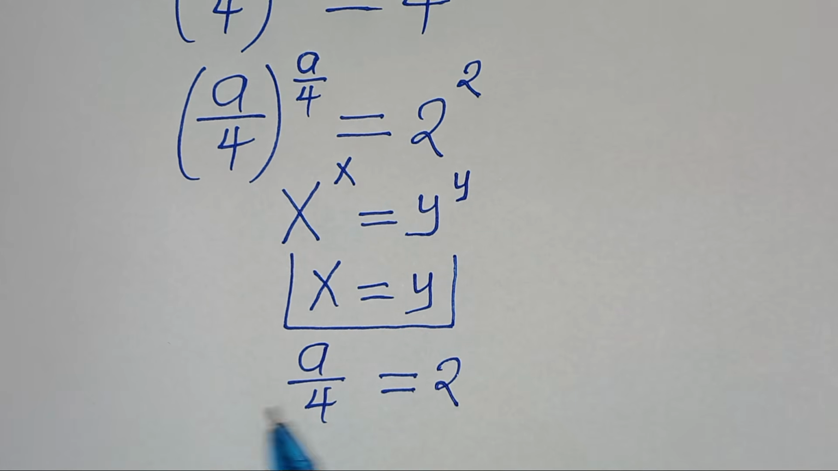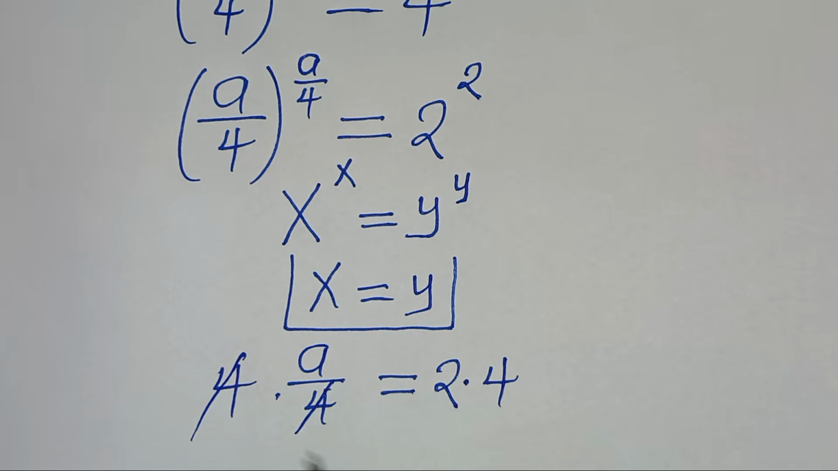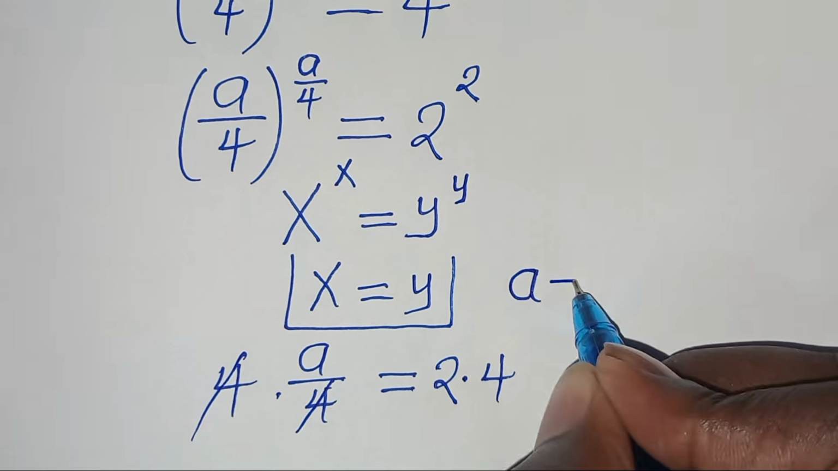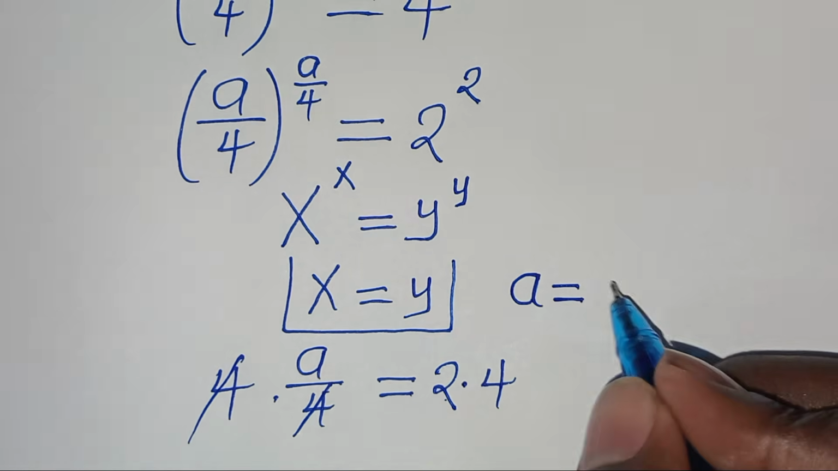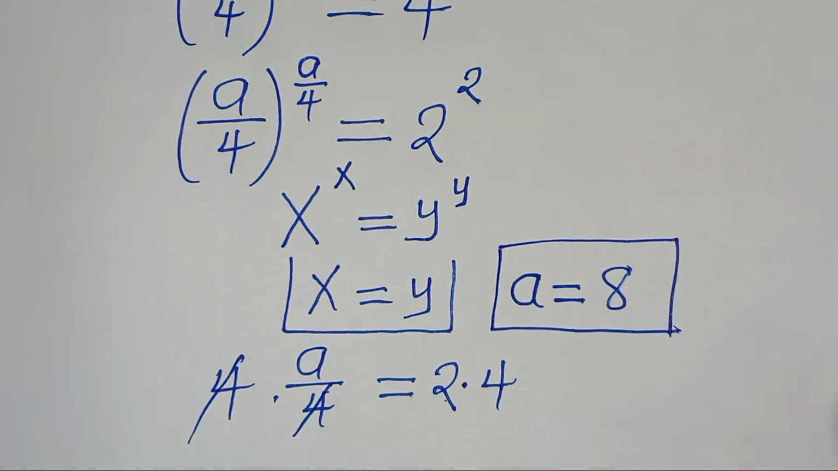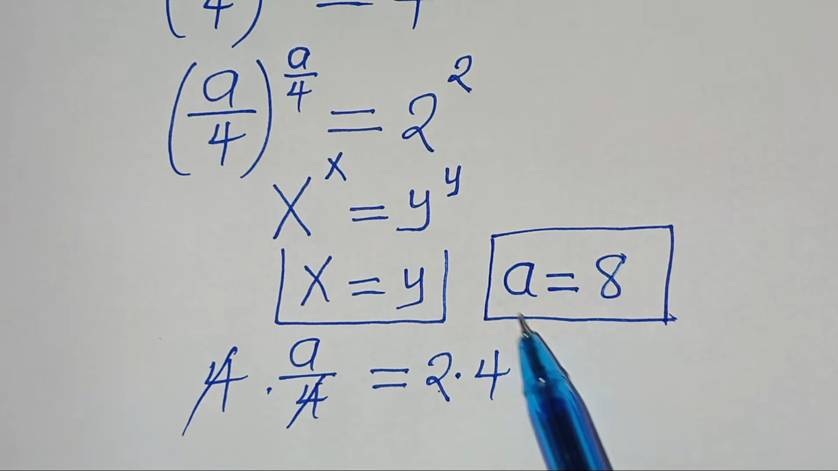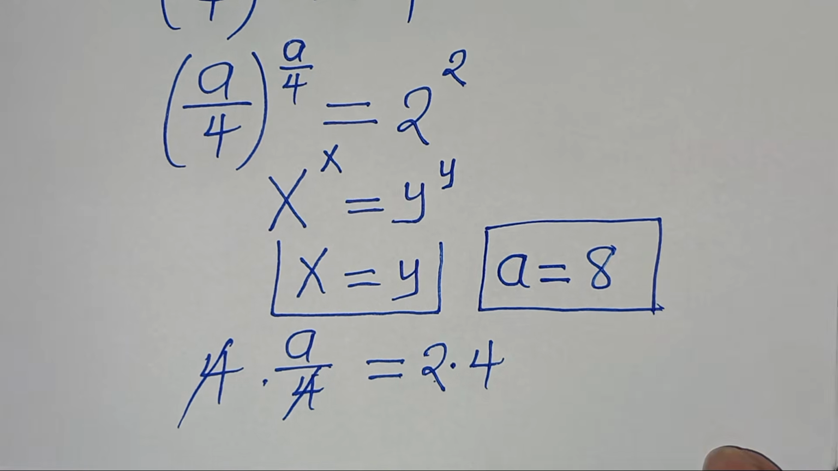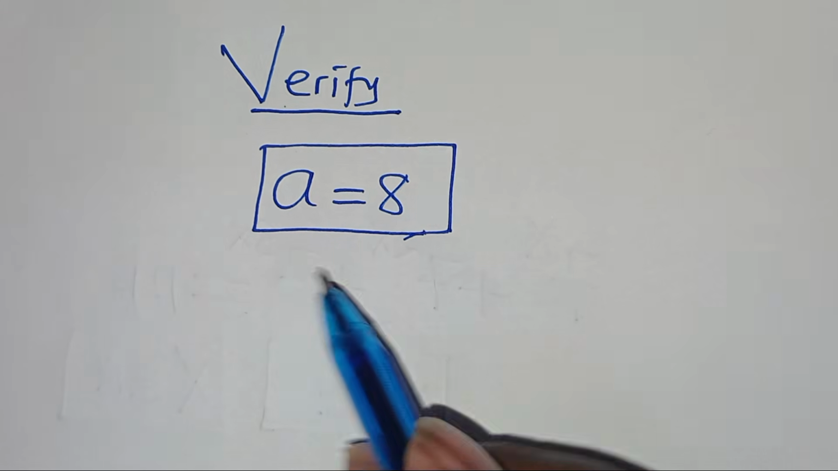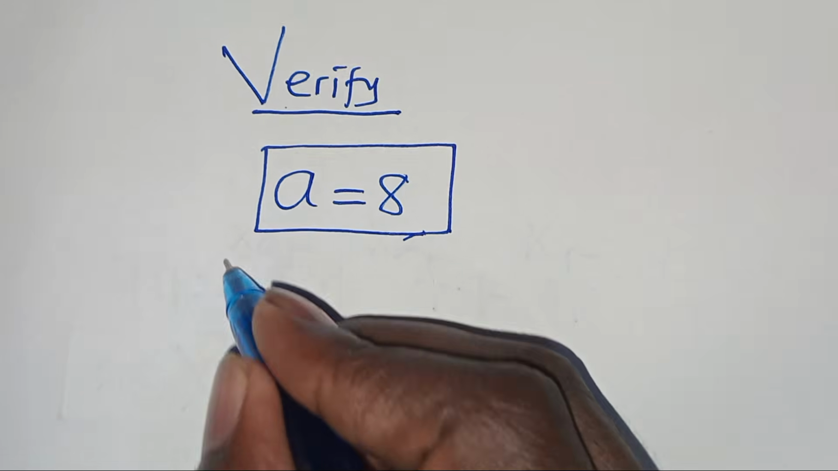So for the value of a, let's multiply both sides by 4 so that the value of a is equal to 2 times 4, which is equal to 8. We have the value of a is equal to 8. So let's check if this value of a satisfies the equation.